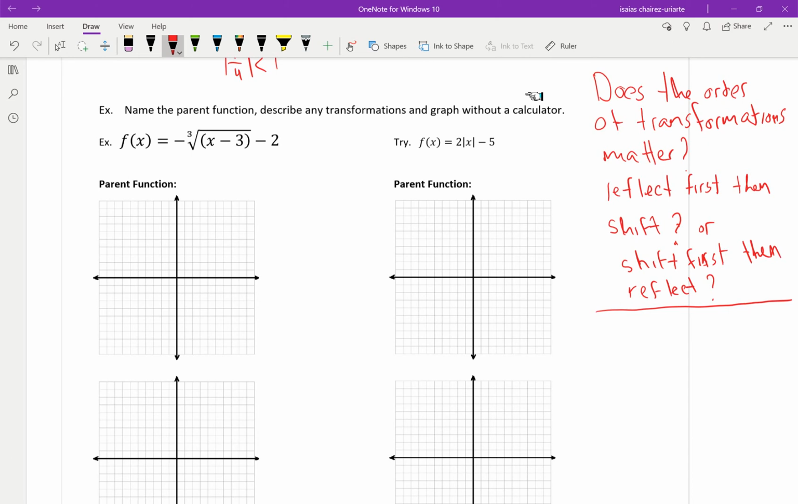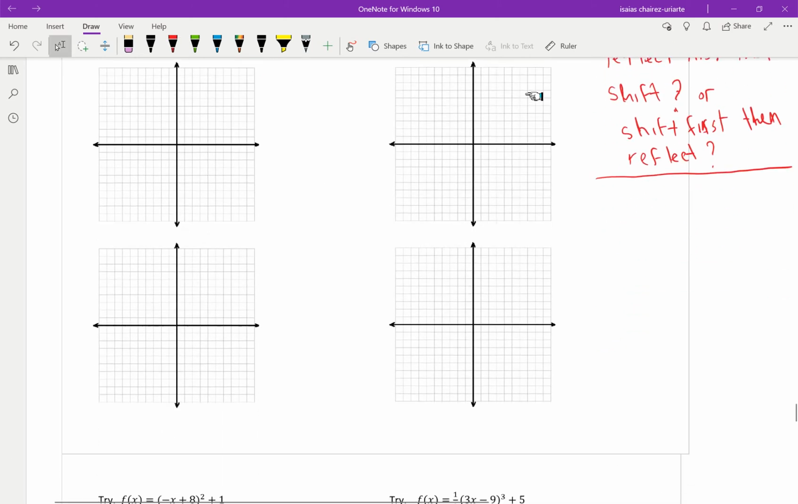So let's agree to the following kind of rules. Which transformations go first, or which transformations go last? What do I do first? So I'm going to say order of transformations. And again, this is not a rule set in stone. Sometimes it doesn't matter, but think of it as just a general kind of guideline.